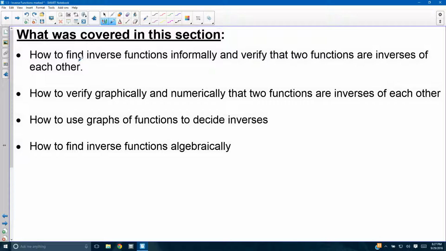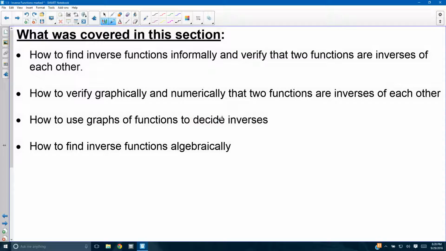So everything that was covered in this section: we found inverse functions informally and verified that two functions are inverses of each other. The way that we went about that was just by taking a look at its symmetry. We try to make sure that everything just mapped to itself and that they possibly intersected even at y equals x. How to verify graphically and numerically that two functions are inverses of each other. I take that back. This is the graphically part right here. Numerically, we would do it just by seeing that x's became y's and y's became x's.